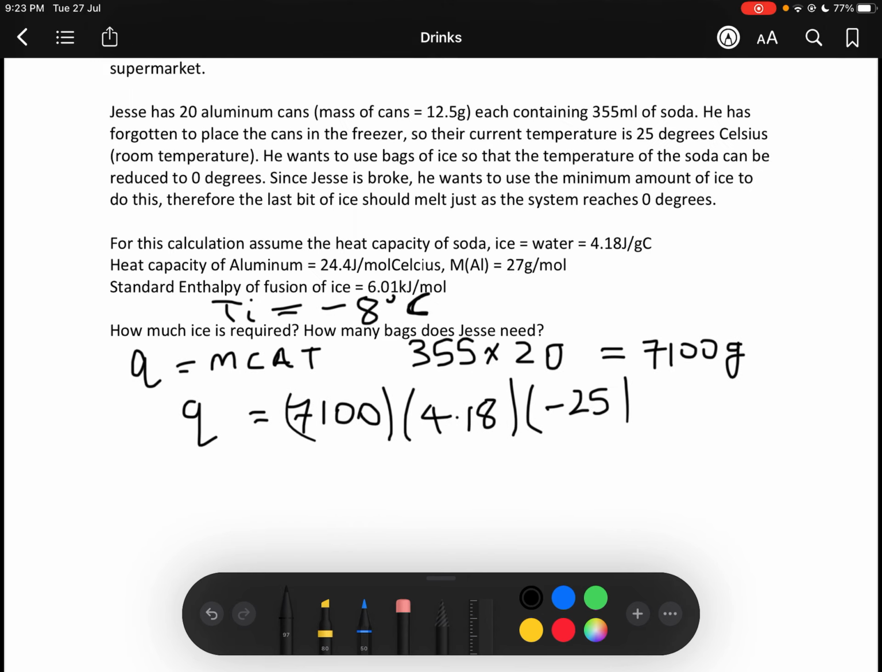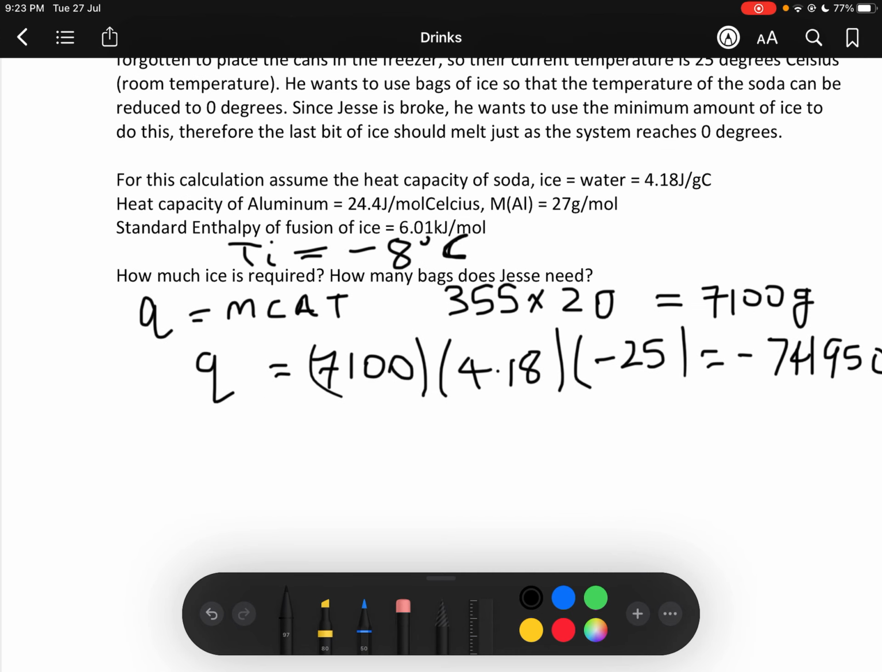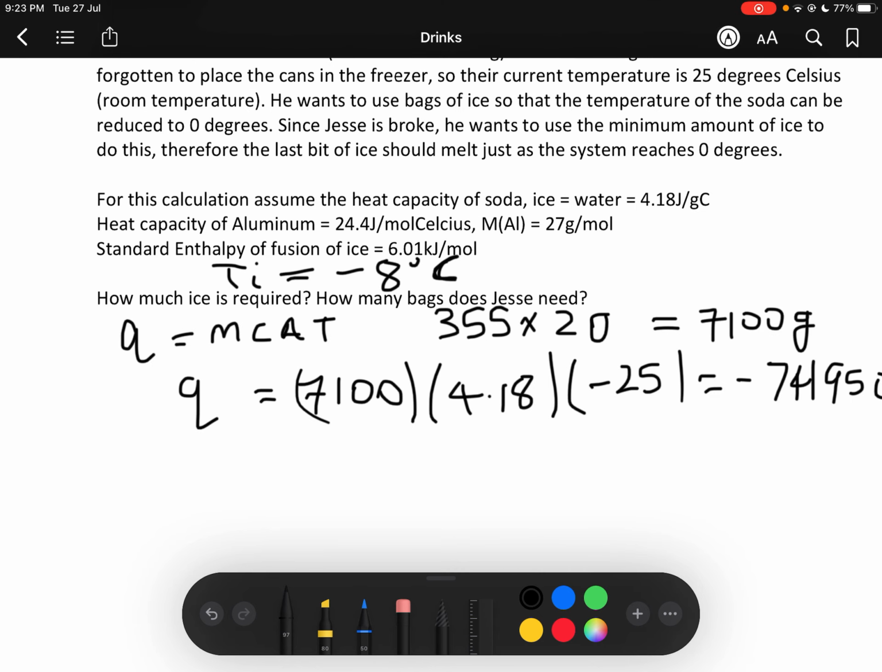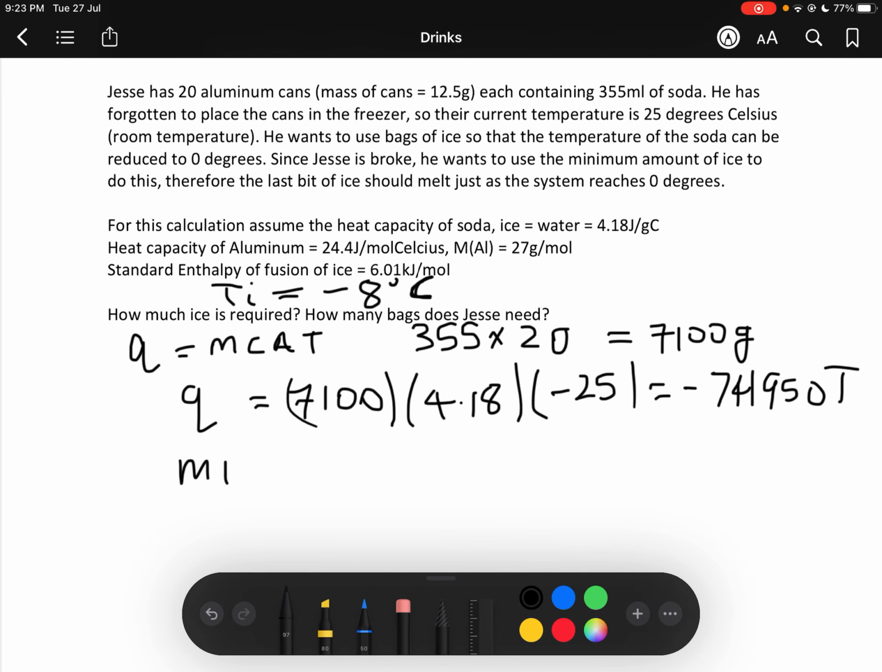Alright, and this gives us an answer of -741,950 joules. We'll leave that aside for now. And we'll also need to decrease the temperature of the aluminium cans by 25 degrees. So the total mass of the aluminium cans, M of Al, is equal to 20 times 12.5, which is equal to 250 grams of aluminium.